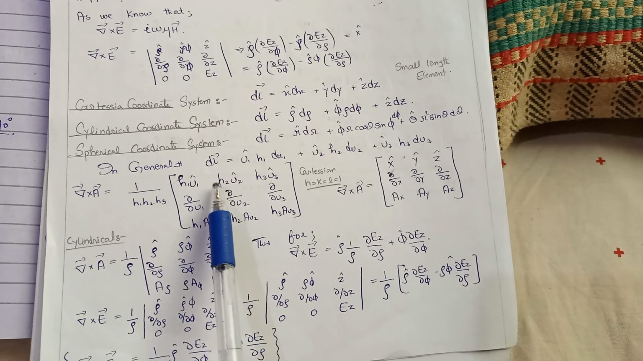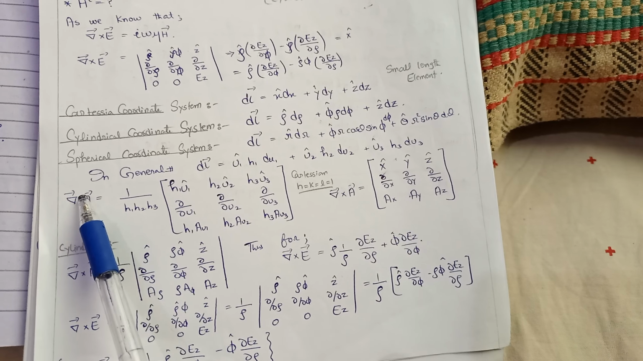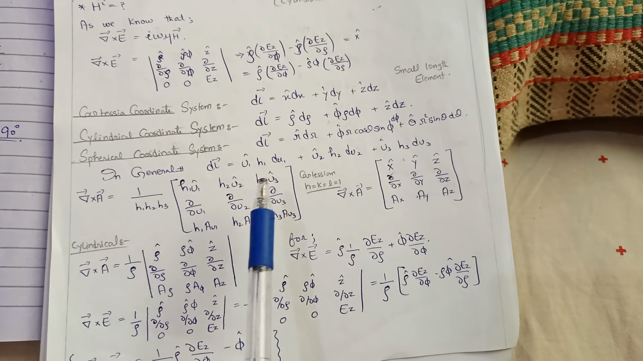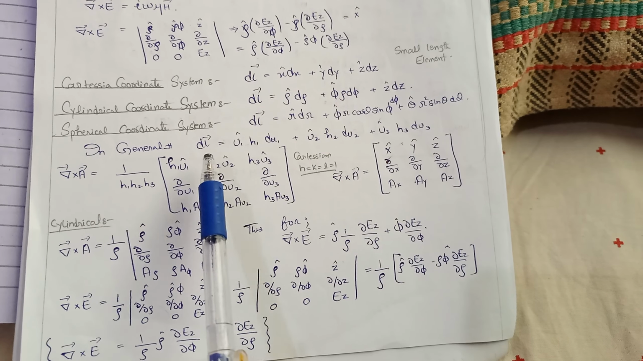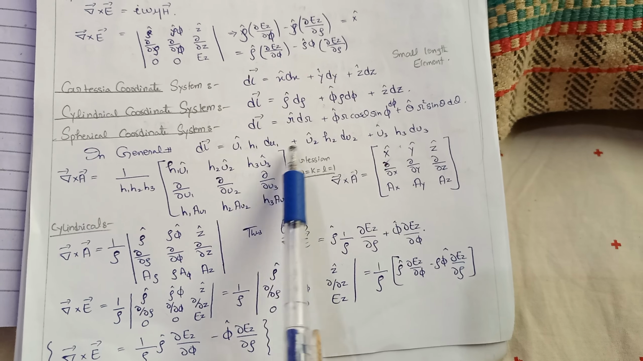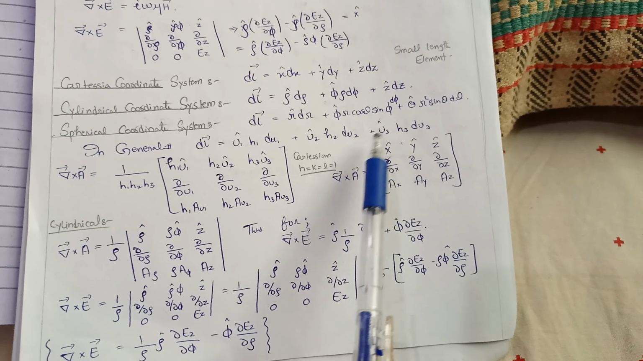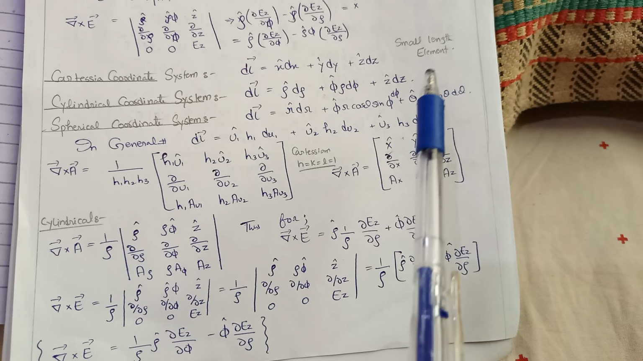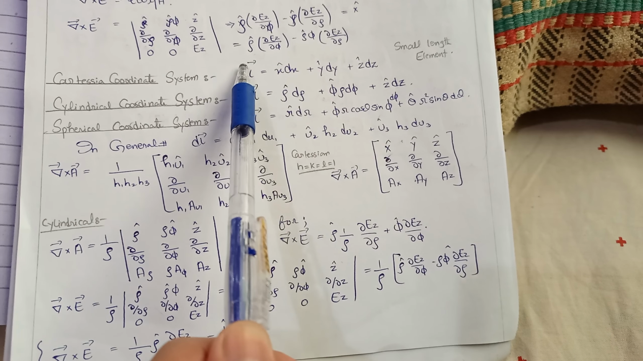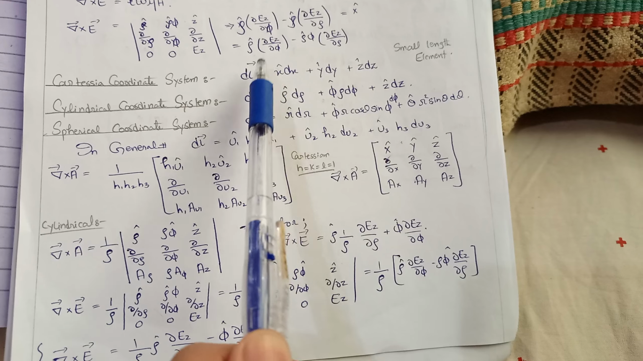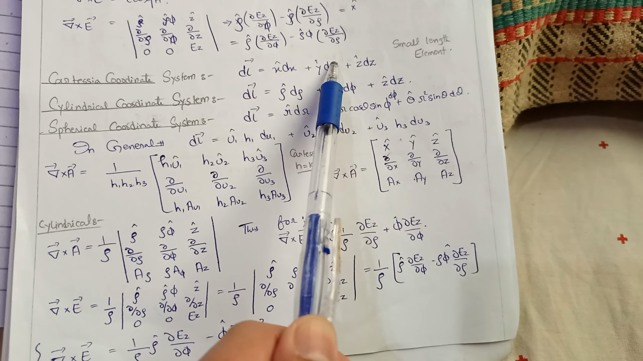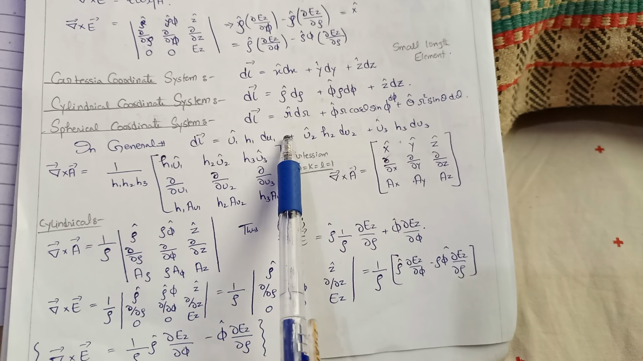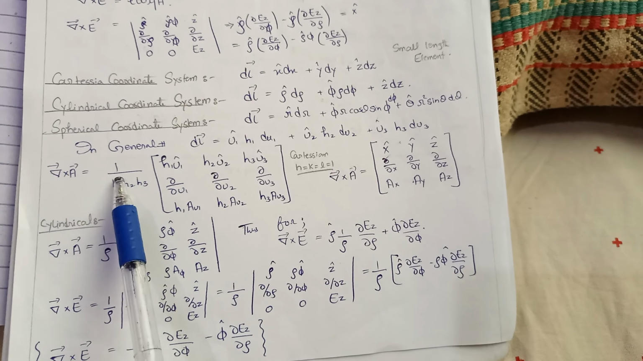A general formula to take the cross product with del is this: here is 1 by h1 h2 h3, whereas in general this formula, you can see dl must equal u1 h1 du1, u2 h2 du2, u3 h3 du3, whereas h1, h2, h3 are the components with these unit vectors. Okay, here is 1, here is 1, here is 1.